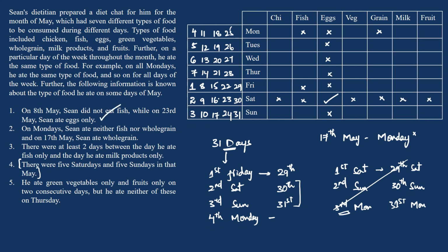On Monday, Sion ate neither fish nor whole grain, and on 17th May, Sion ate whole grain. So 17th is on Sunday, so you have him eating grain on Sunday. So there were at least 2 days between the day he ate fish only and the day he ate milk products only. Now he ate green vegetables only and fruits only on 2 consecutive days, but he ate neither of these on Thursday. So on Thursday, you cannot have him eating vegetables and fruits.